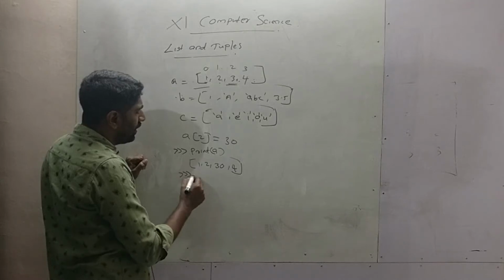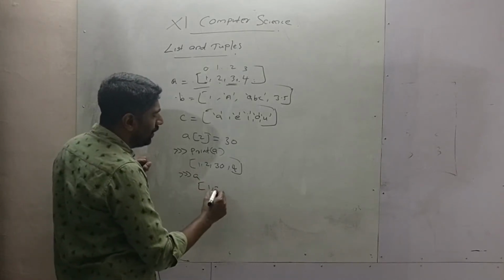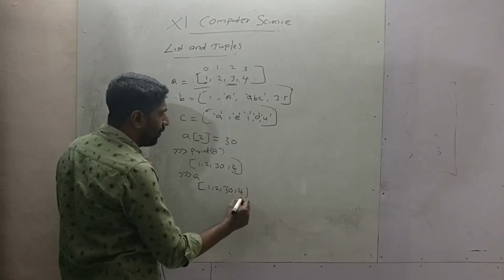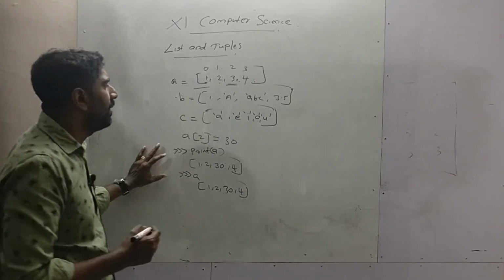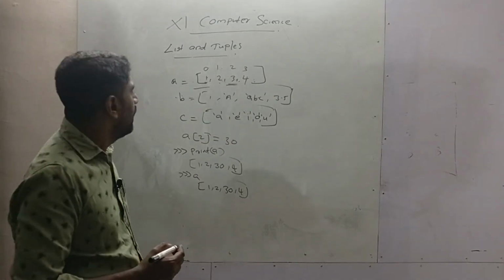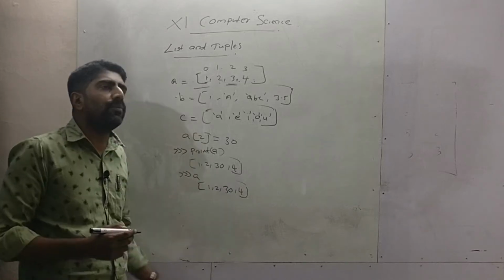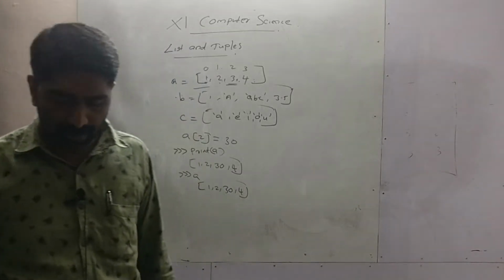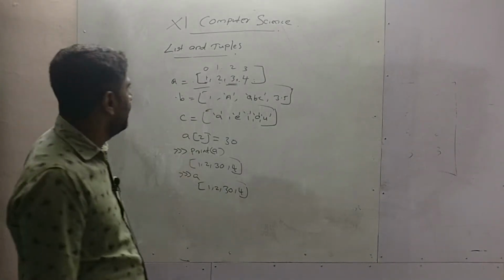Then print A. Otherwise you can write it like this too. Whichever way, that list will be displayed on the screen. That means 1, 2, 30, 4. Clear? So we can say lists are mutable. That means the elements in the list we can change. Lists are mutable.